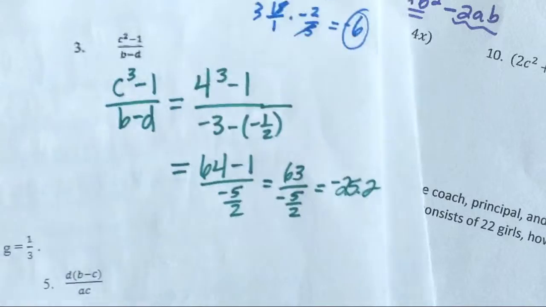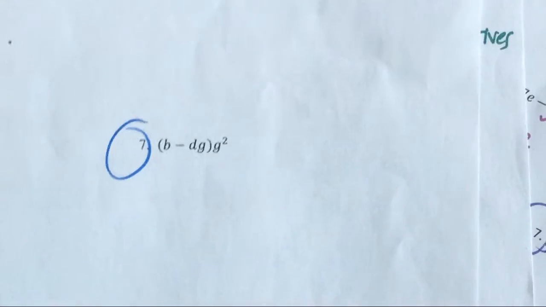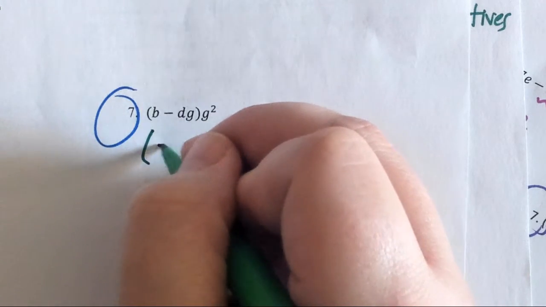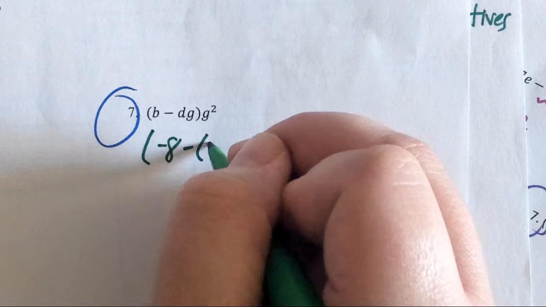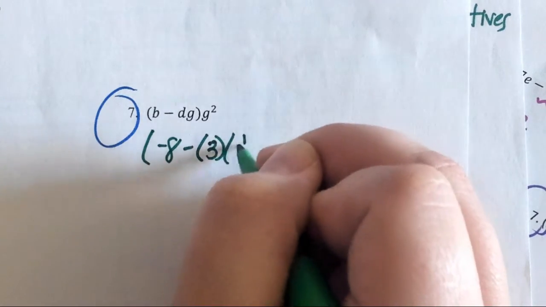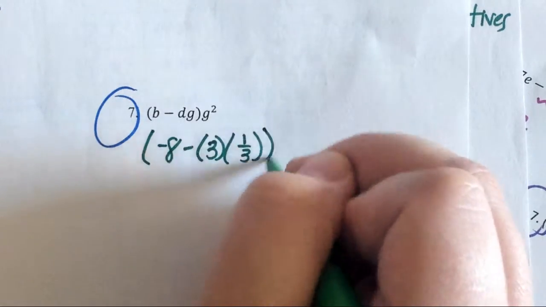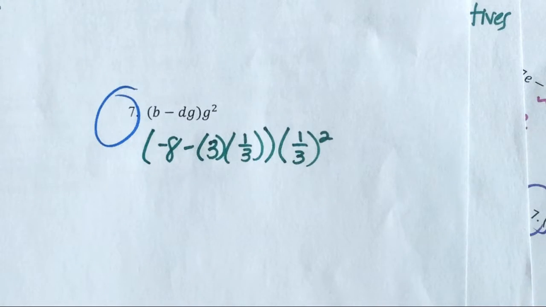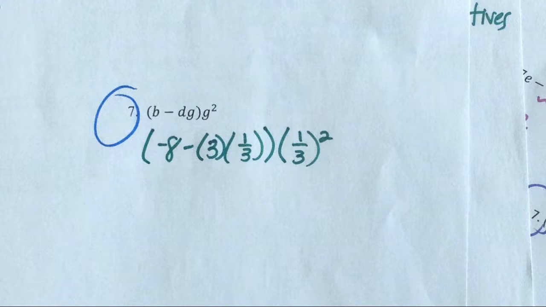Someone, it was Nick. Nick asked for number 7, so let's work number 7 real fast. 7 says B minus D times G, and it's G squared. Okay, Cooper is a genius with his calculator. He put this whole thing in one line. We talked about how his calculator wasn't cooperating, and how to make it cooperate. You can type this whole line in your calculator. Not even gonna lie.